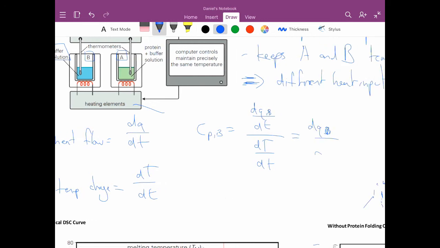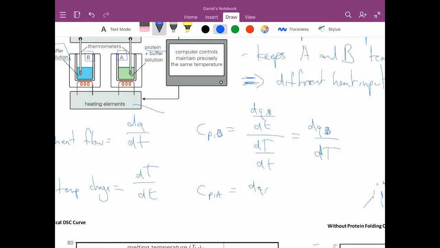And that gives you the amount of heat required to change 1 unit of temperature, which is heat capacity. And similarly, you can do that for the other solution, A, which is the one with your protein of interest.